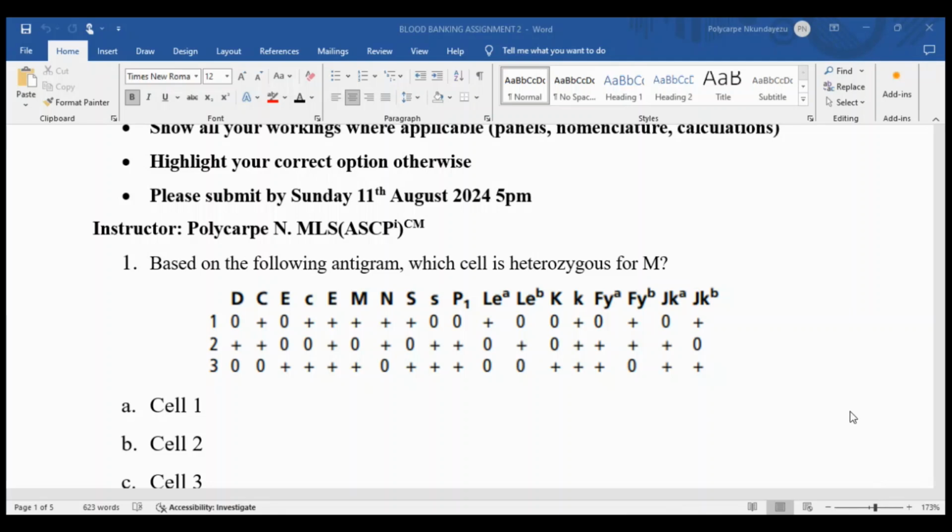Yes, please. It is better that, if possible, you open your microphone and tell us, because it is hard for me to read what you type, because I'm doing so many things here. So, okay. Yes, Liberata. Which cell here is heterozygous for M?